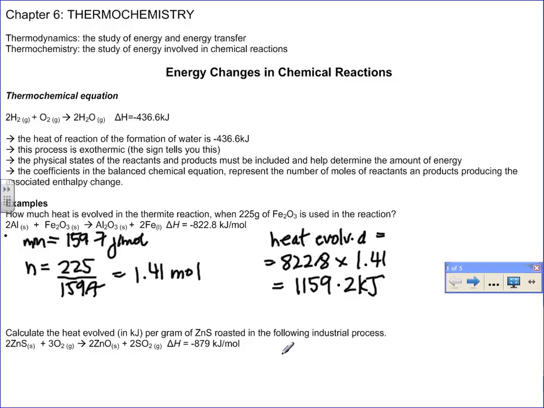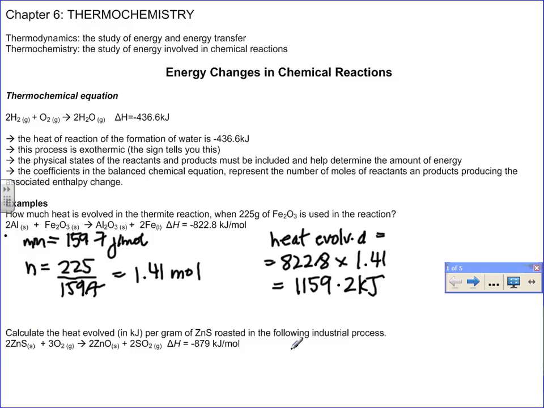In this next one, we want to know the heat evolved in kilojoules per gram of zinc sulfide roasted in the industrial process. Roasting is really just a special kind of heating, like you're roasting for extended periods of time, sort of slowly. That's what roasting is. So in this process, for every 2 moles of zinc sulfide that's roasted, we release 879 kilojoules of energy. So unlike the first one where it was a 1-to-1 ratio, we actually have a 2-to-1 ratio.